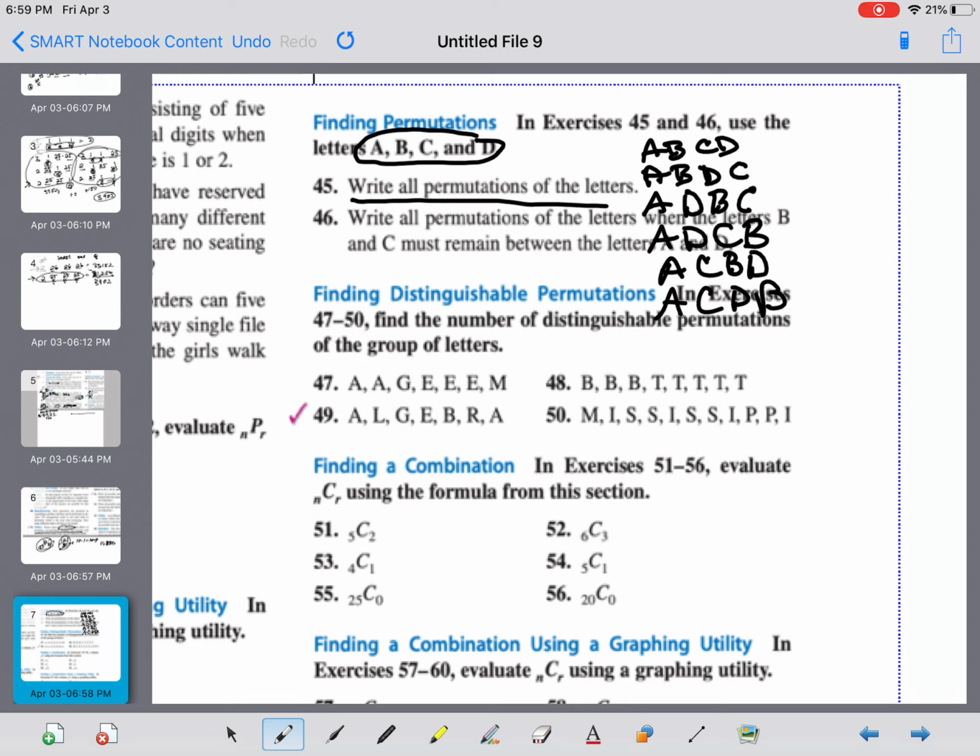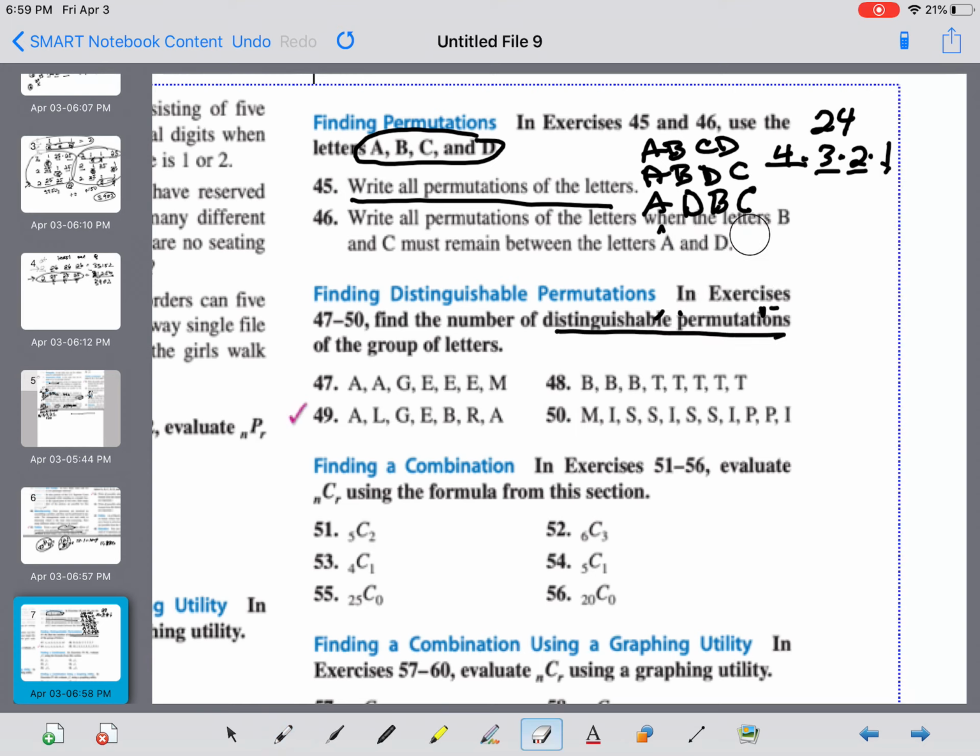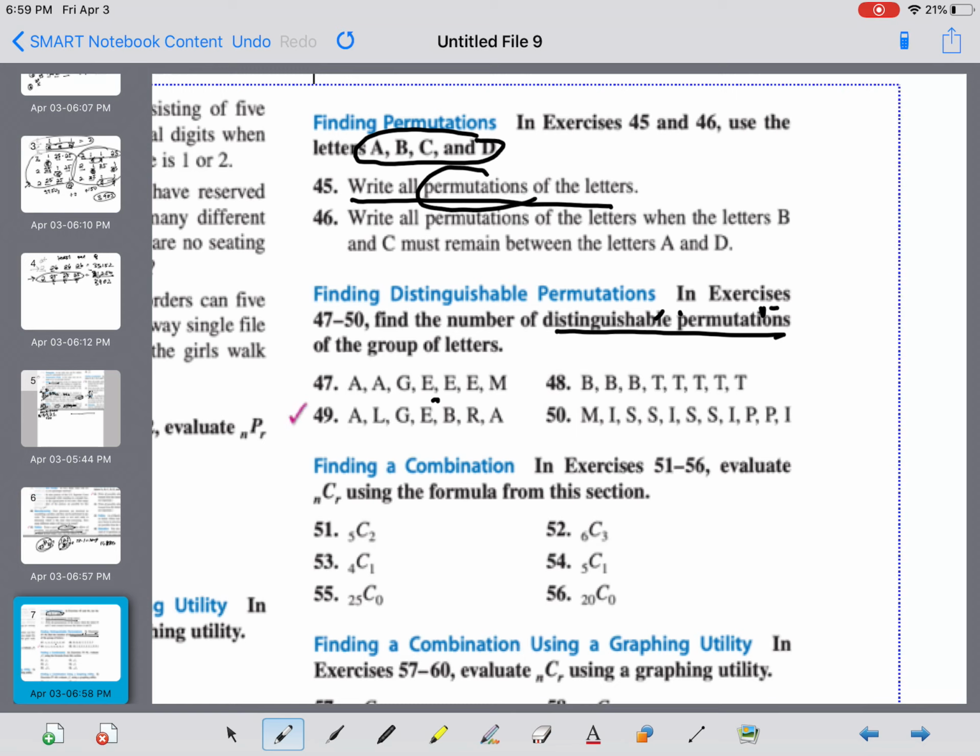So write all permutations of the letters. They should have been a little clearer as to if you could repeat or not. But anyway, if you kept on writing, you would get 24 of them. You could put any in the first slot, 3, 2, 1. And let's go on to distinguishable permutations. I think I did this before the break, actually, with maybe the word Tennessee or Mississippi. A distinguishable permutation means, by the way, permutation by itself means that none repeat. So that's why they didn't say it up here. If it's a permutation, it's a 4, 3, 2, 1.